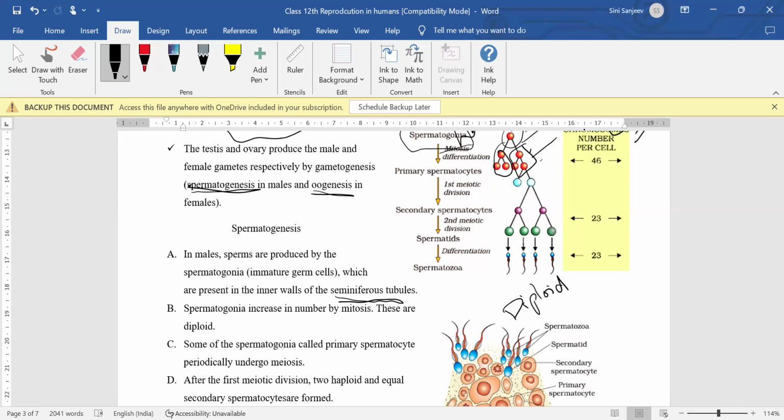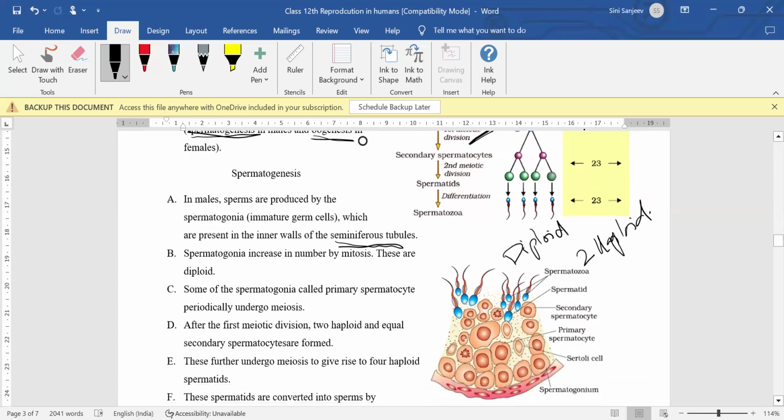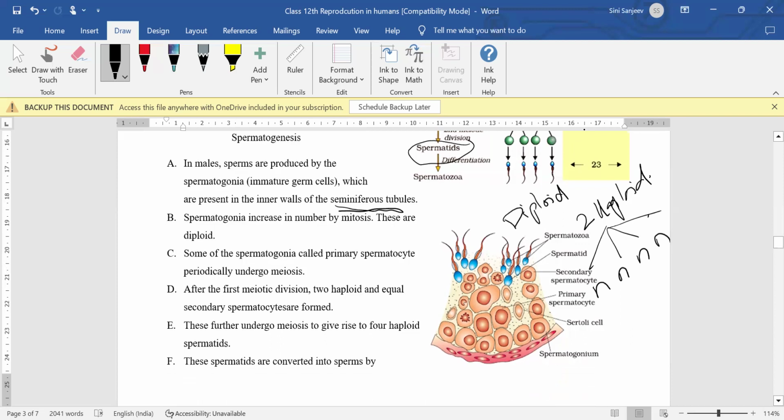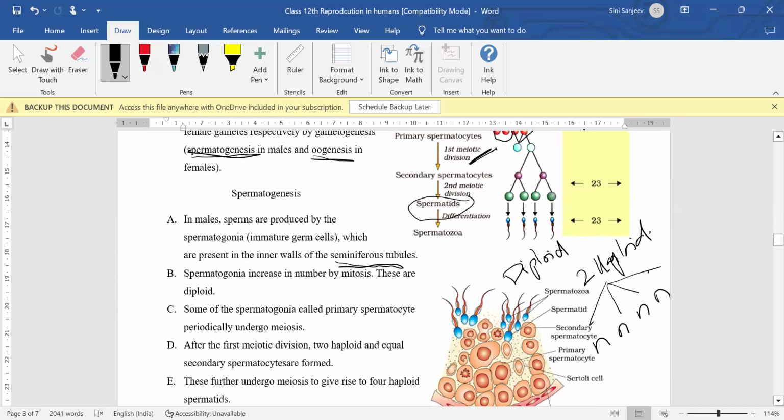Now see over here, when the first meiotic division takes place, two haploid cells are formed, which become secondary spermatocytes. Then these two haploid cells undergo meiosis again and form four haploid spermatids, as you can see here. These spermatids, on further differentiation, are converted into sperms, or spermatozoa, as you can see over here.